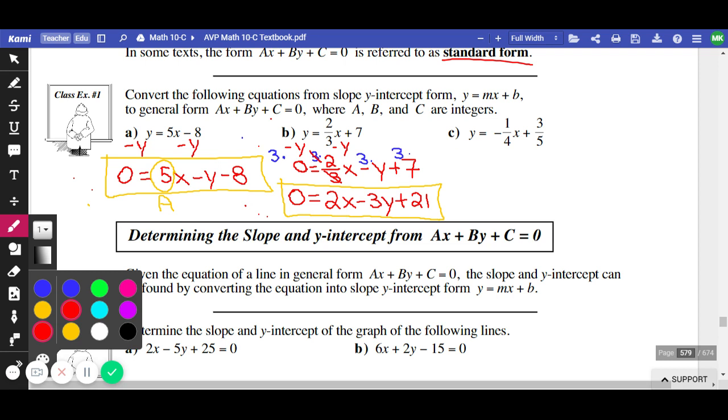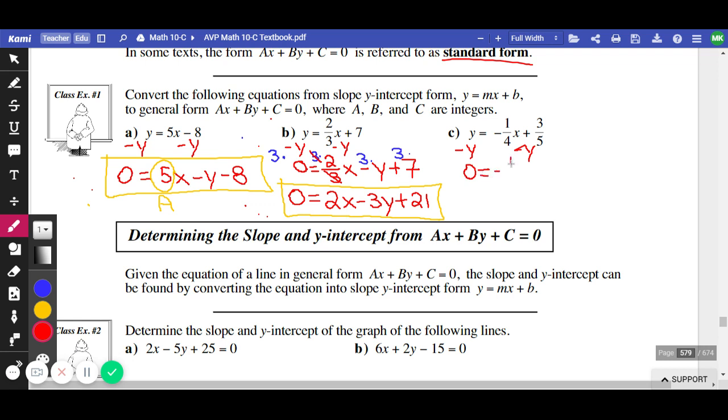Awesome. Last one. A little bit trickier. So we look at that thing. We want general form. General form is equal to 0, not equal to y. So I subtract y from both sides. That gives me 0 equals negative 1 over 4 x minus y plus 3 over 5.